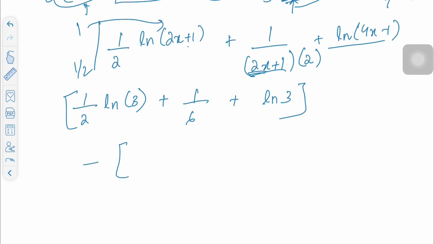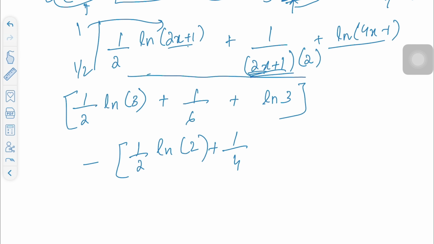Now subtracting the lower limit, our lower limit would be negative 1 over 2 ln 2, negative. This would be 1 over 2 and this 2 would be cancelled out, so this would be 2. This would be 2 multiplied by 2, that would be 4 plus 1 over 4, and if we multiply 1 over 2 over here, so this would be 2 minus 1, that would be 1. ln 1 is basically 0, right? So no need to write it.